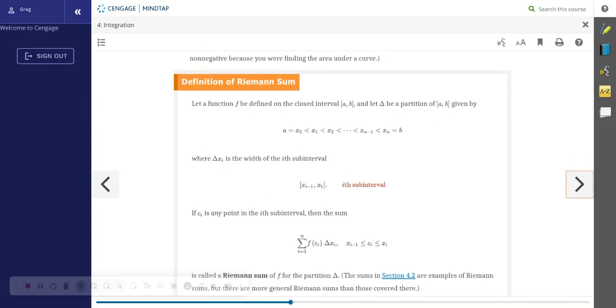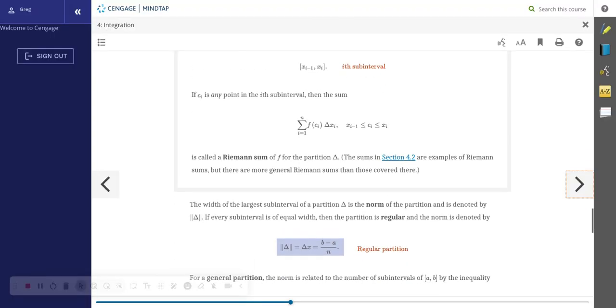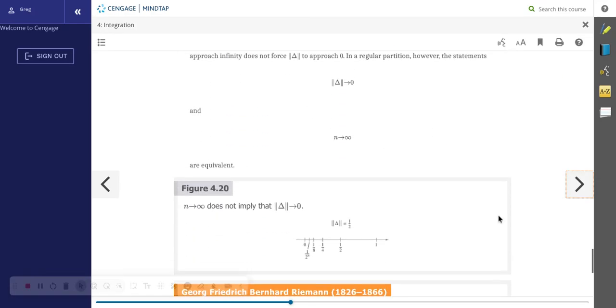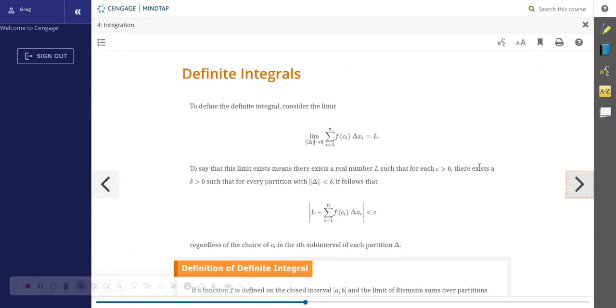This is the actual formal definition of a Riemann sum. I don't think this will be significantly tested upon. The thing I need you to know how to do is maybe just by brute force estimating the area under a curve using rectangles, okay? That's all the Riemann sum is doing for you.